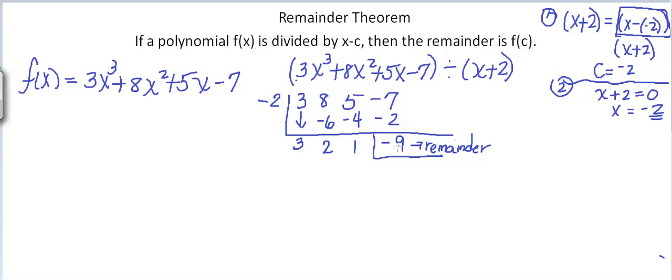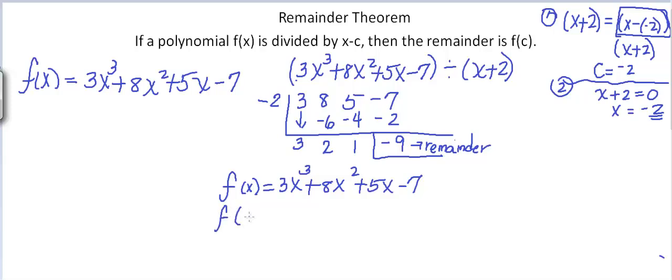What it's saying is that this remainder is also equal to f of c, which is in this case f of negative 2. Let's check that and see if it's true. f of x is equal to 3x cubed plus 8x squared plus 5x minus 7. So I'm going to look for f of c, and c is negative 2. So I'm going to evaluate f of negative 2, which is equal to 3 times negative 2 to the third power. I'm going to evaluate this function for the value of negative 2. That means you write a negative 2 anywhere there is an x in this expression.